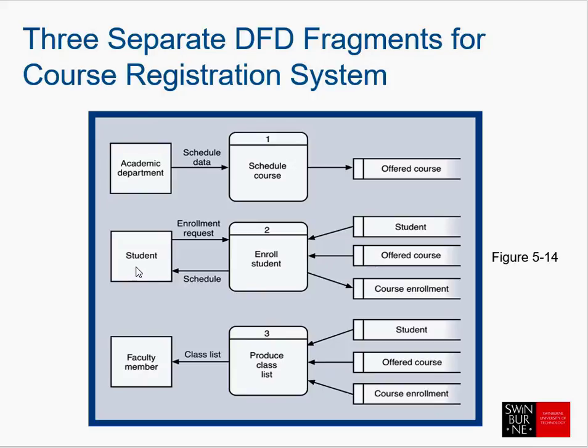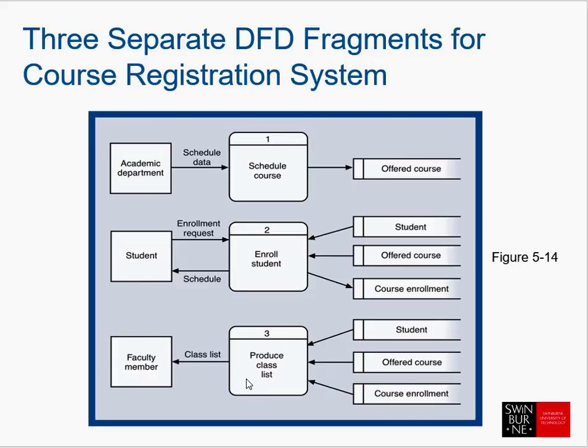So that is the process, or that is the use case we are talking about here. And then the business analyst identifies a third use case called producing the class list, or produce class list. So the external stakeholder is the faculty member. So produce class list is probably a kind of temporal event.